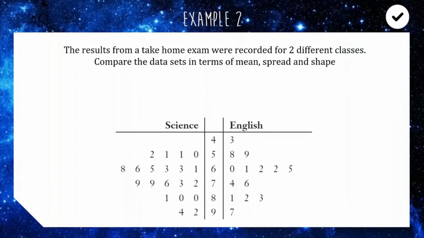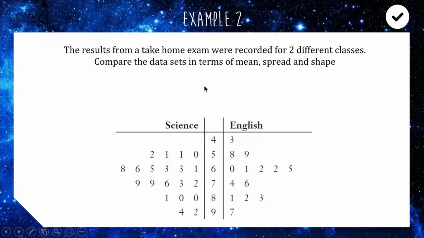All right, for our next one, we have the results from a take-home exam recorded for 2 different classes. So we have a science take-home exam results here and an English take-home exam results right here. Compare the data sets in terms of mean, spread, and shape, and imagine there is a full stop right there.